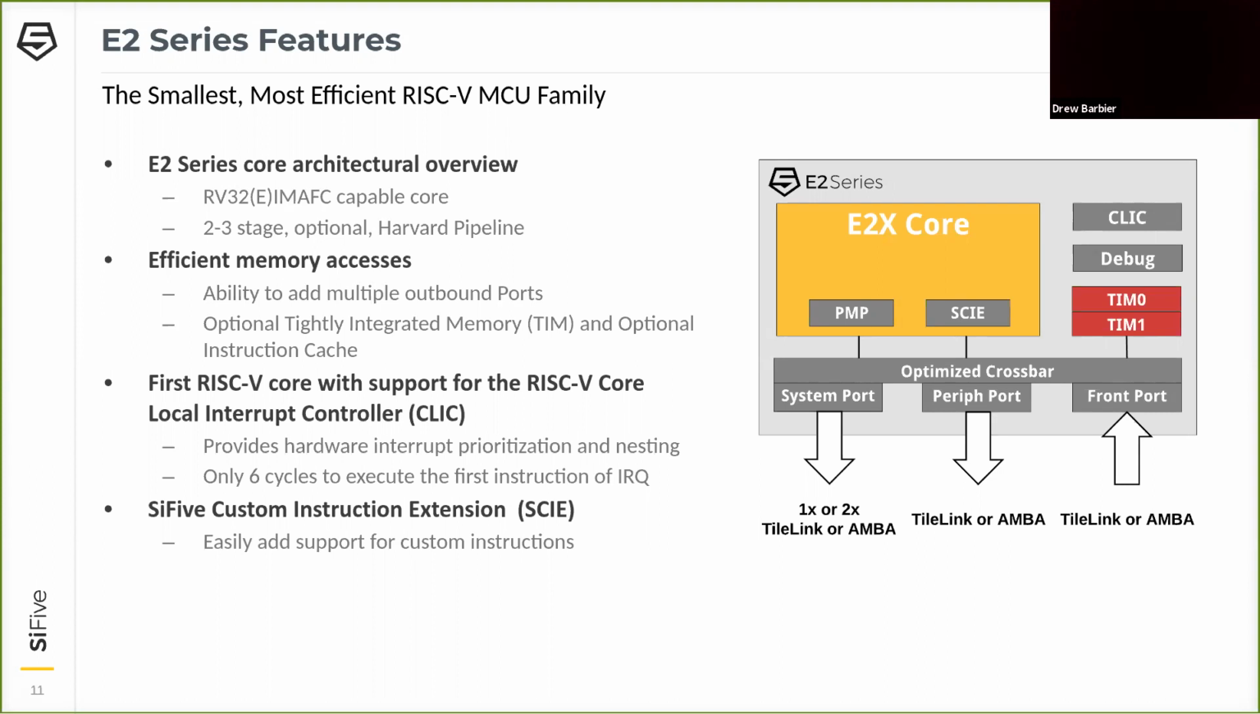For example, you can choose between the RV32E or I instruction set if you want to optimize for area. Multiplication is also an optional extension, and the same for floating point and atomics. And I'll go into more detail on each one of these later on. The core itself implements a 2 to 3 stage optional Harvard pipeline, and I'll talk about that on the next slide. It has efficient memory access and really the ability to customize the memory subsystem.